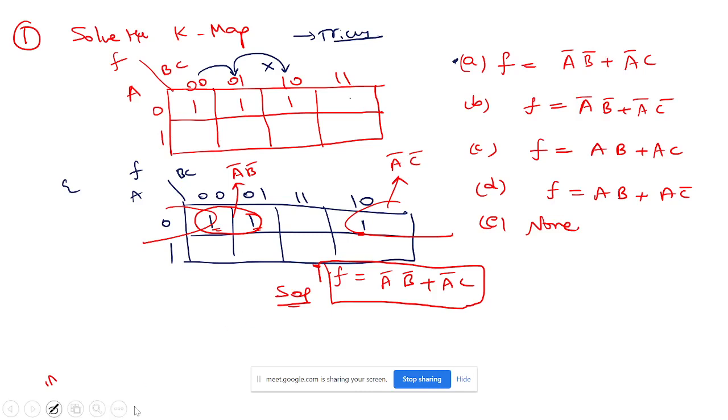Okay. So what is the answer for this? A bar B bar plus A bar C bar. What is this? A bar B bar plus A bar C bar. Option B.